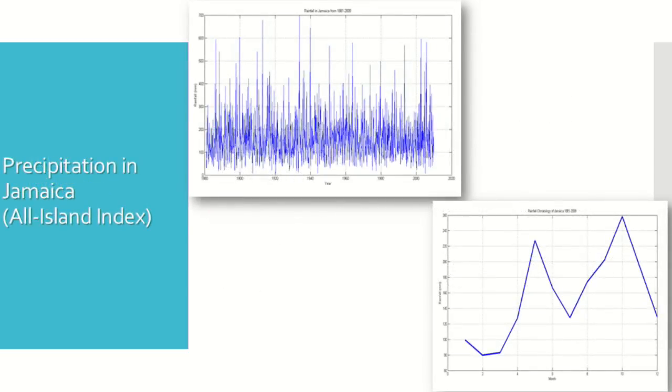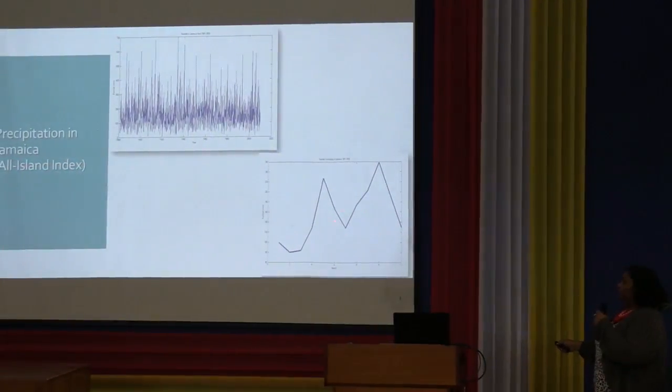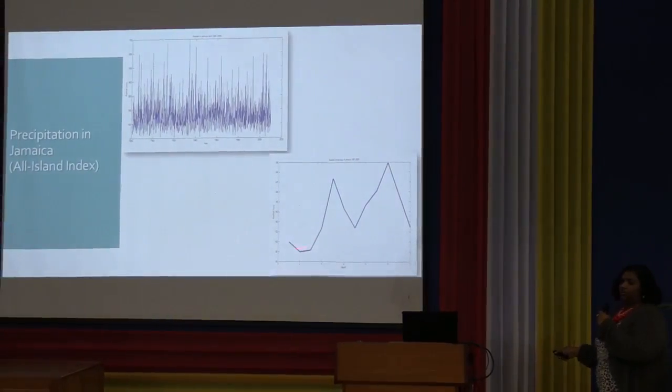Okay. So this is what precipitation in Jamaica looks like according to the Met Service from 1881 to 2009. It's a lovely graph, but apparently I'm the only one that fully appreciates it. So this is our climatology. As Kim said earlier, it's the monthly mean. So across the island, we have a high in May and a high in October, a low in July, and a low in the early part of the year.